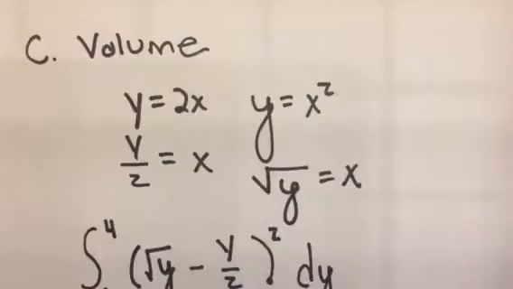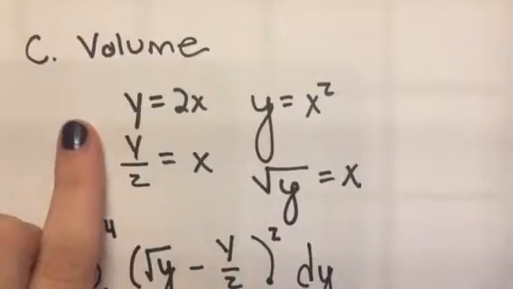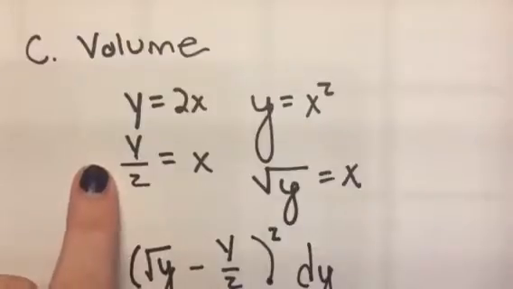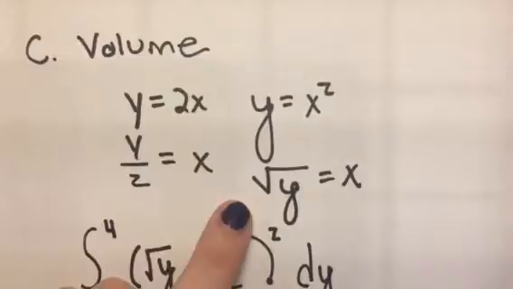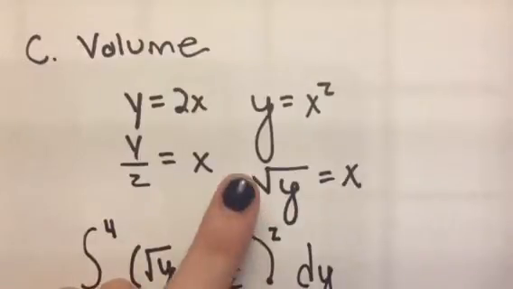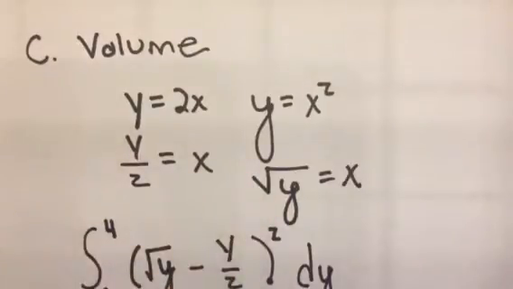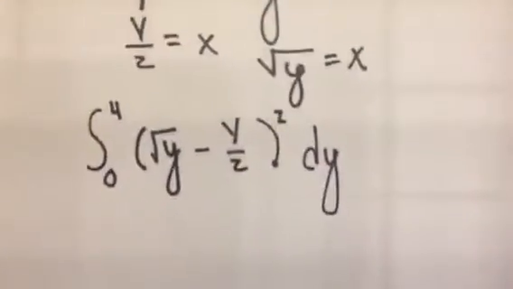So now we're going to put things in terms of y and solve for x. So normally we have y equals 2x, but now we have y over 2 is equal to x. And before we had y is equal to x squared, and now we have the square root of y is equal to x. And this is because it's not negative because it's in the positive part of the graph.